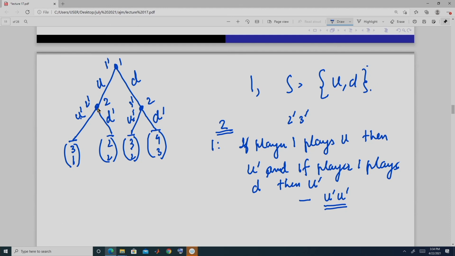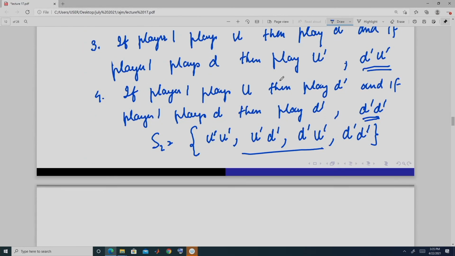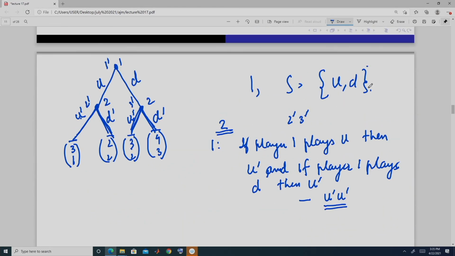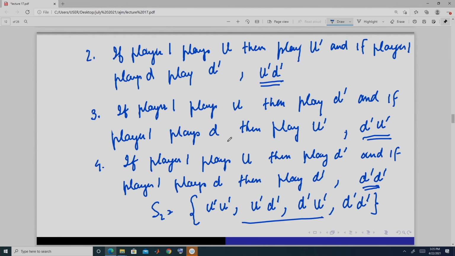So, here it will play this one strategy, this the second strategy, and this the third strategy, and this is going to be the fourth strategy. Okay. So, these are the strategies, but for player 1 it is only this. So this is the way we are going to define the strategies.